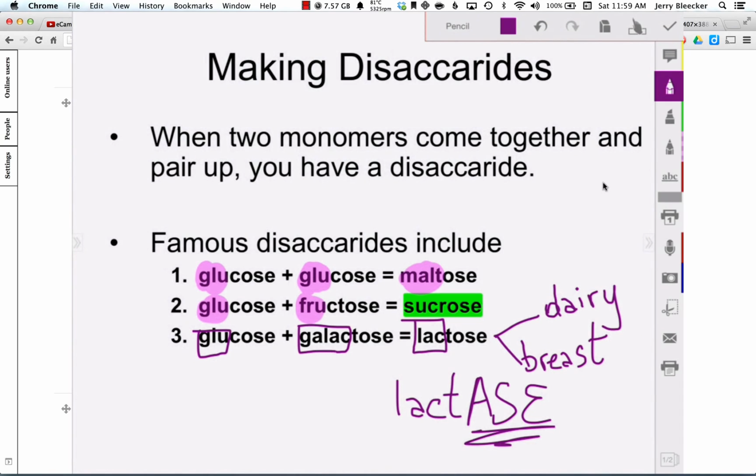And that's what breaks it down. And when that enzyme breaks down lactose, you just get the monomers, or the monosaccharides, produced. There we go. Should finish that off.